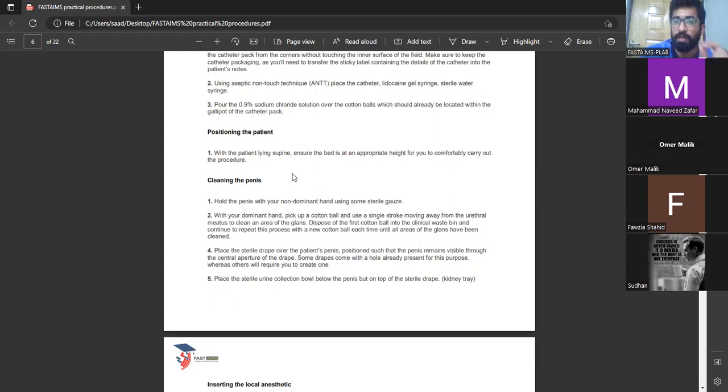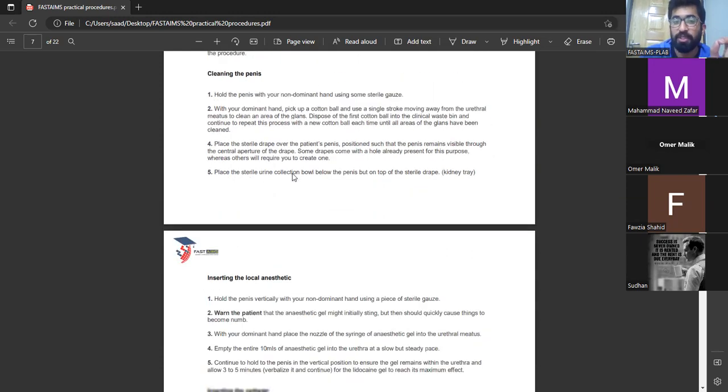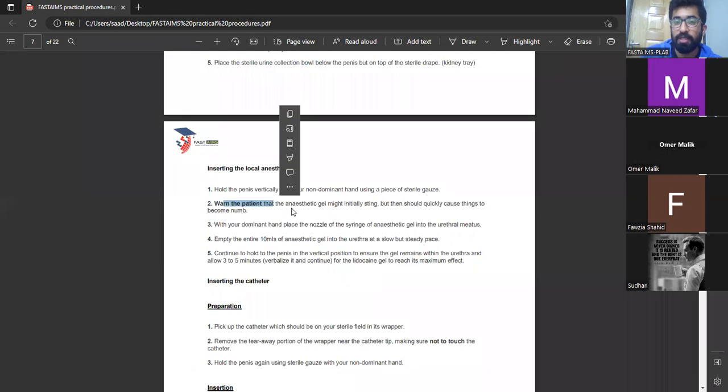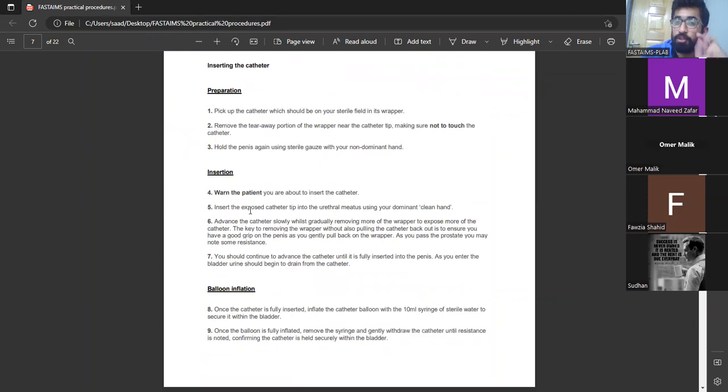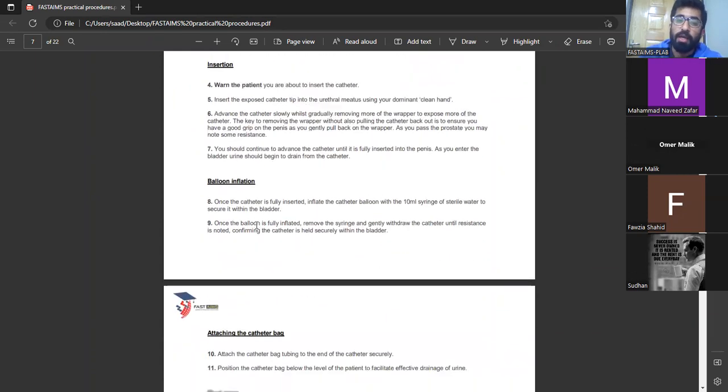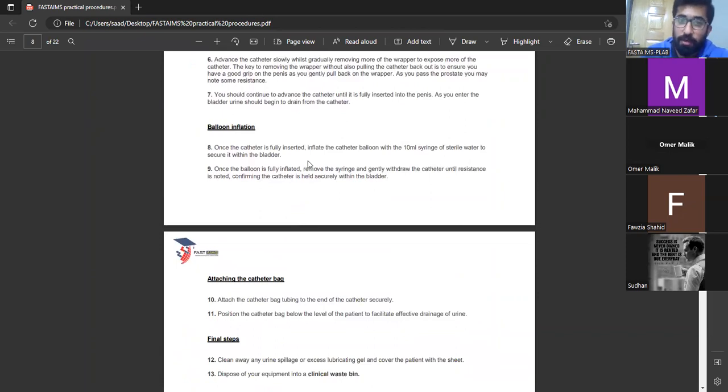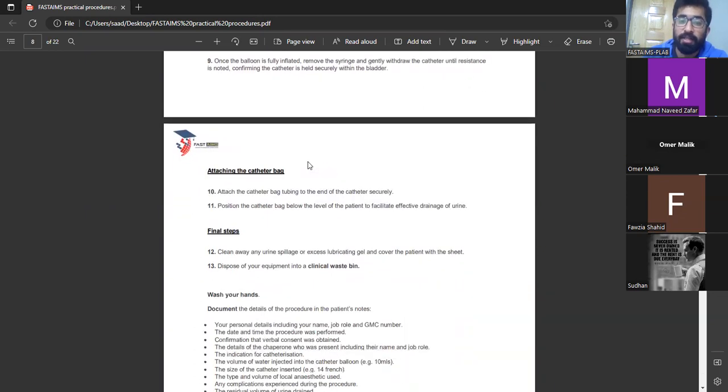And then after the local anesthetic, pass the catheter. When you are going to pass the local anesthetic or catheter, you warn the patient that the local anesthetic might initially sting, but should quickly cause things to become numb. Warn the patient that I am going to insert this flexible tube. Okay, 2 times you have to warn the patient. And then obviously put some sterile water for balloon inflation, and then at the end attach the catheter bag.